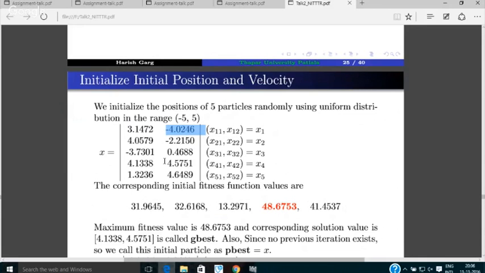This is not an arbitrary number. It lies between -5 and +5. You can't take 7.9. You have to create a random number between -5 and +5.